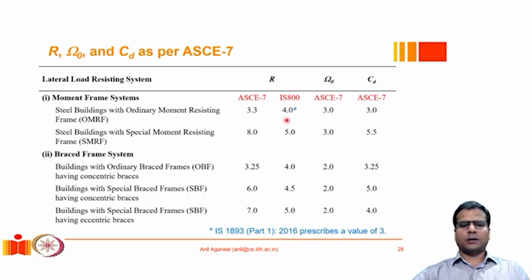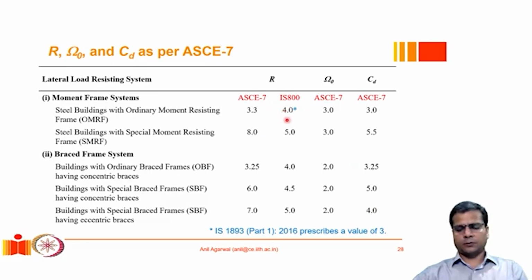Also, one might know that there are different codes in India. They don't necessarily reconcile with each other. So the response reduction factor that is given in IS 800 for an ordinary moment resisting frame, and what the meaning of ordinary is we will talk about in a few minutes, is 4.0, whereas for the same system, IS 1893 part 1, which controls the design force, the earthquake force demand calculations, prescribes a value of 3.0.